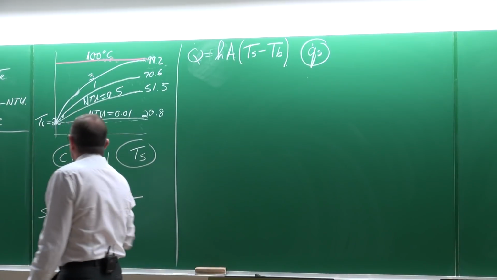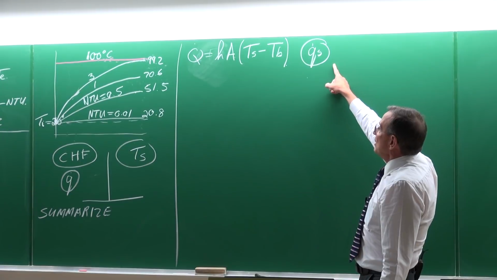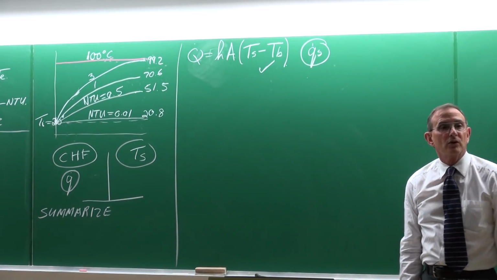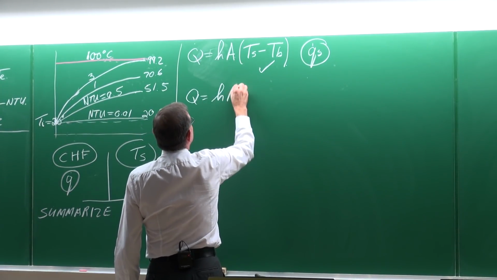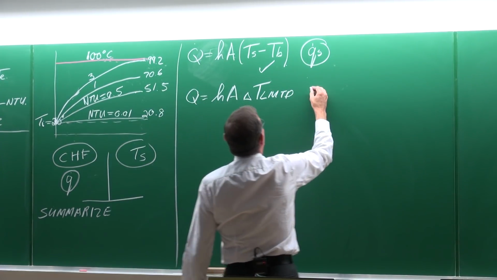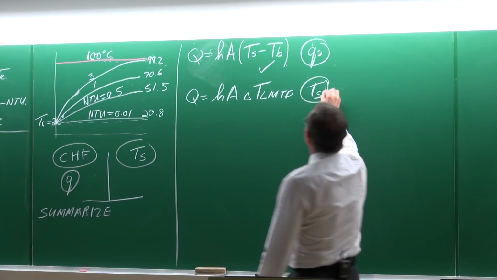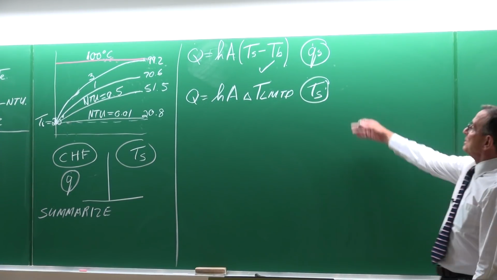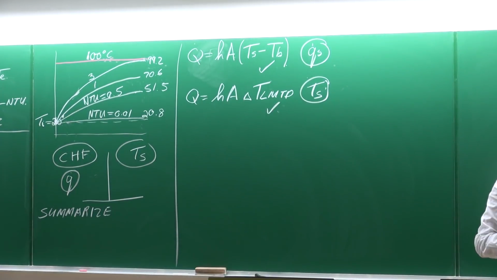We also use that to indicate it is a constant. Constant heat flux, you can say it is equal to Ts minus the bulk. For the case of constant surface temperature, we have to use the LMTD. Okay? So the important thing in general is the LMTD.